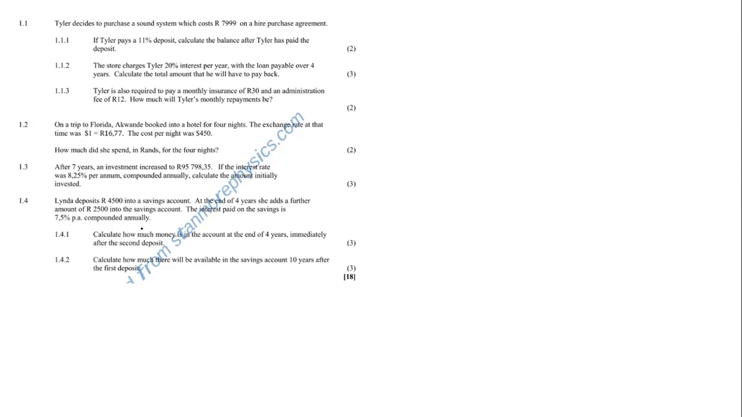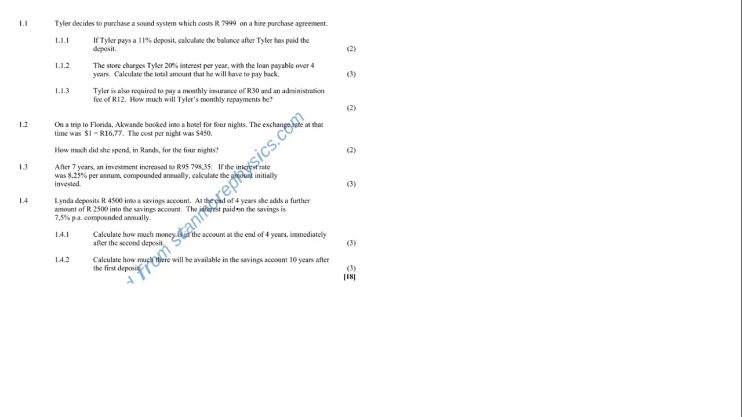Not monthly, not yearly, not what. Yes, annually, it's the same as yearly. Now, the first question, calculate how much is in the account at the end of 4 years, immediately after the second deposit. Number 2, calculate how much there will be available in the savings account 10 years after the first deposit.